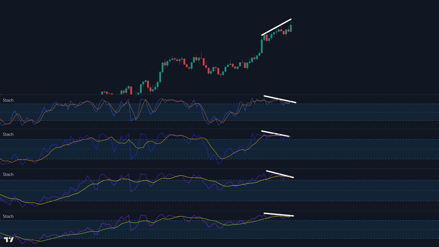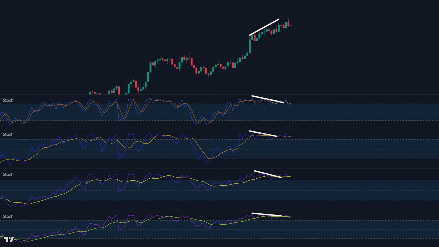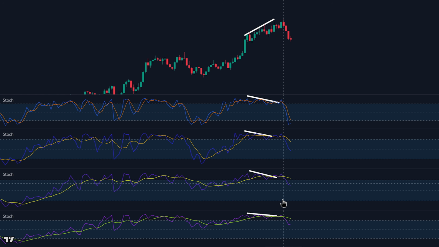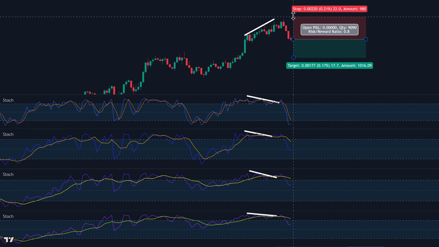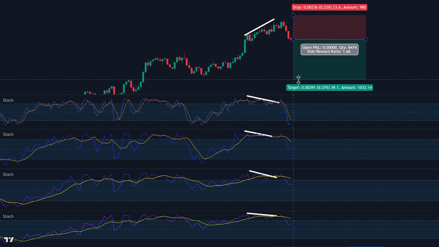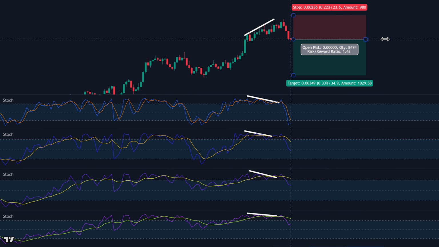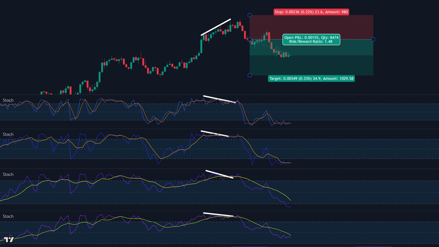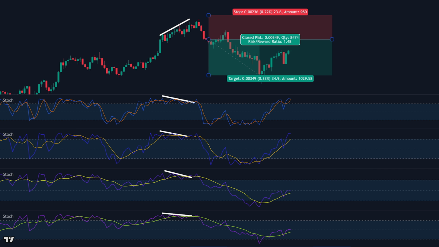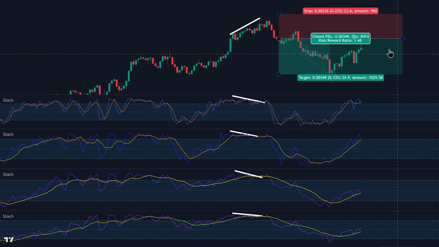Again, you do not rush into the trade immediately. Instead, you wait until the stochastic begins to turn downward. When it does, you enter a sell trade on the next candle. Your stop loss is placed above the recent swing high, and your profit target is set using the same 1 to 1.5 risk to reward. As the trade unfolds, the market moves as anticipated, and you are able to secure your profit while keeping your risk well controlled.